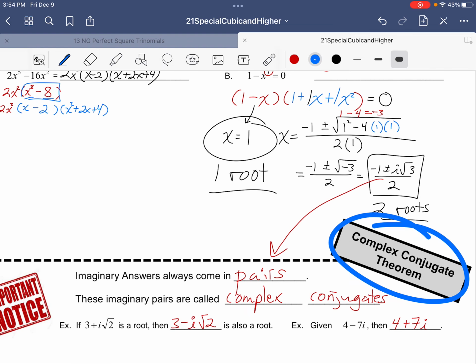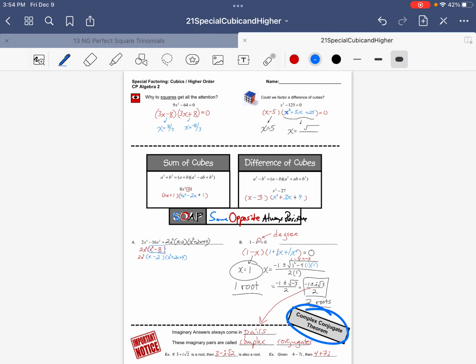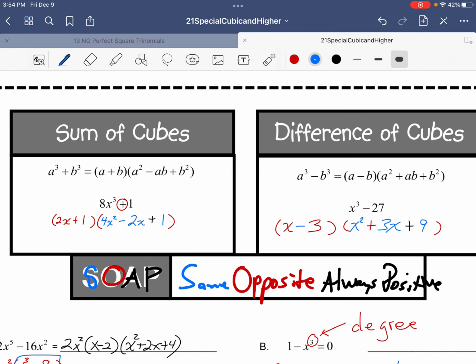Sum and difference of cubes. Make sure that you use SOAP and make sure that you get to know this pattern, the pattern that involves a's and b's and a squareds and b squareds.